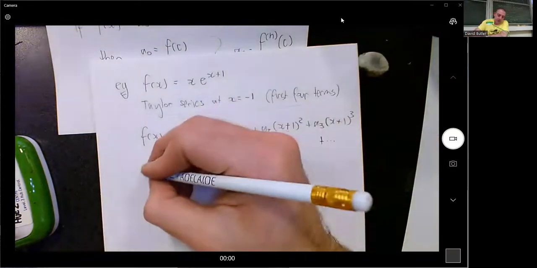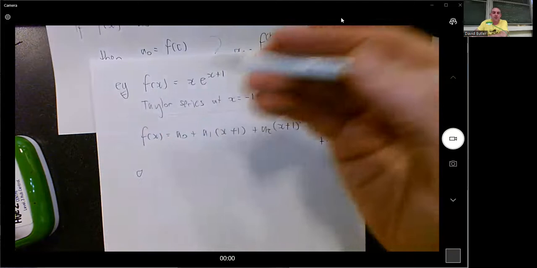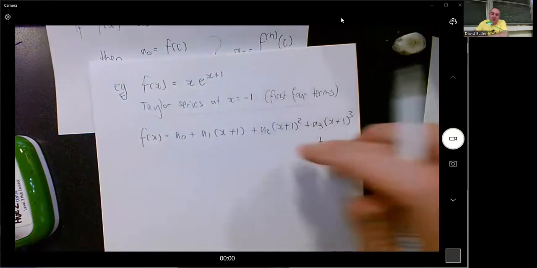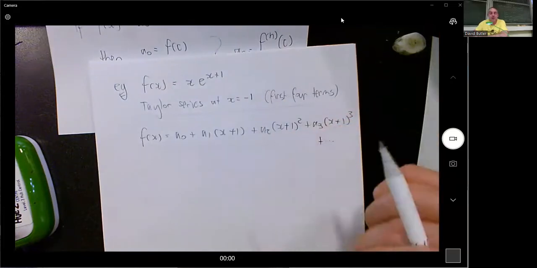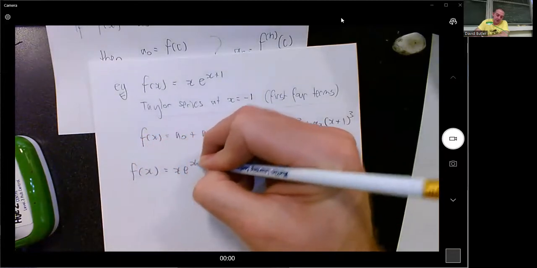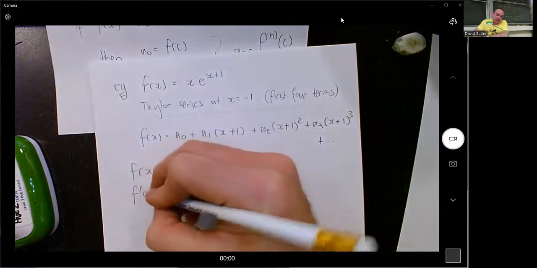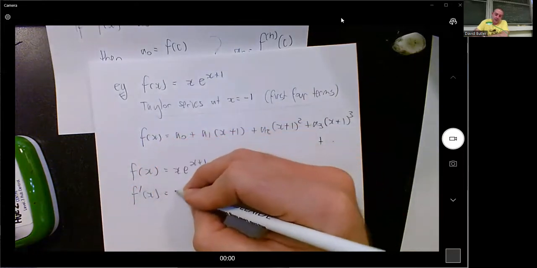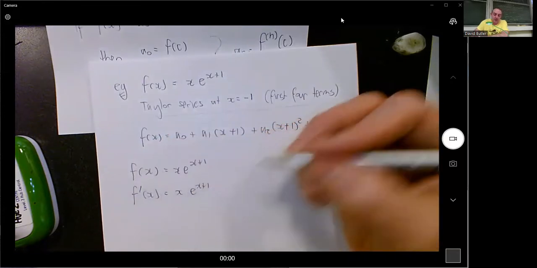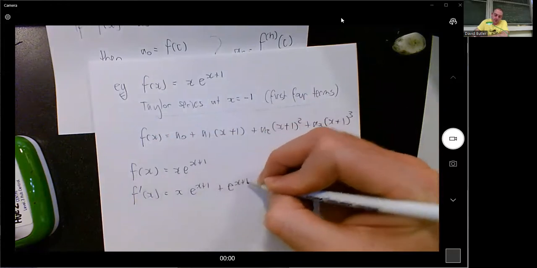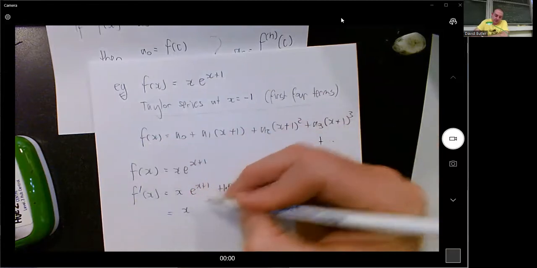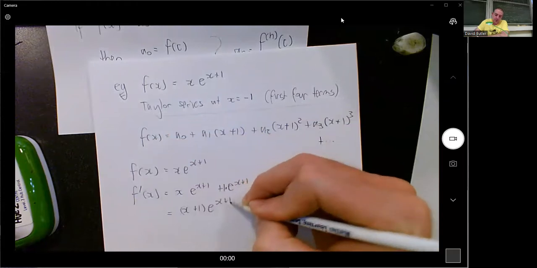That's what I want. And so my a0 is going to be found from the function value. And my a1 is going to be found from the first derivative. And my a2 is going to be found from the second derivative. My a3 is going to be found from the third derivative. So I have f of x is x e to the x plus 1. And so f dashed of x is product rule, keep the x, differentiate the e to the x plus 1. It'll be the same times by the derivative of that, which is 1, so that's fine. And then differentiate the x, which is a 1, and keep the e to the x plus 1. And so that's x plus 1, e to the x plus 1.